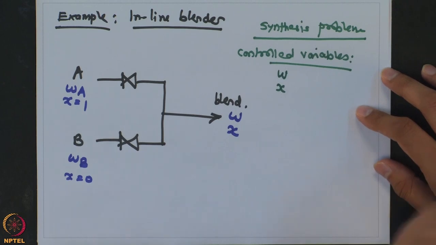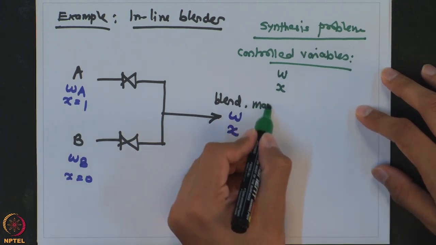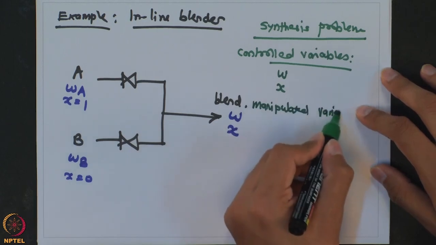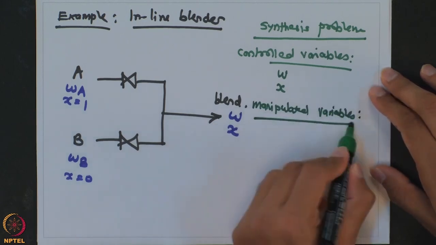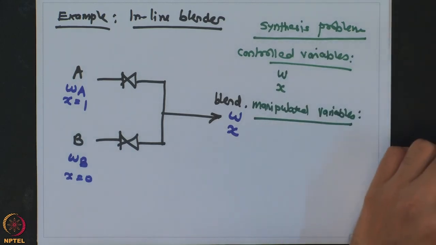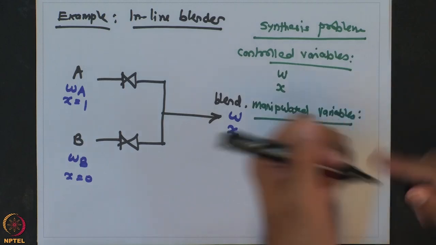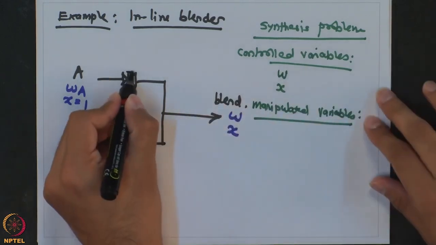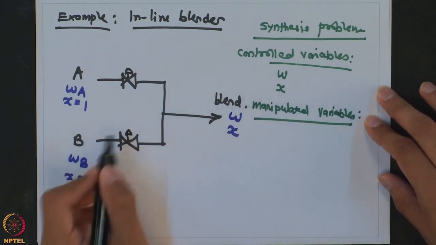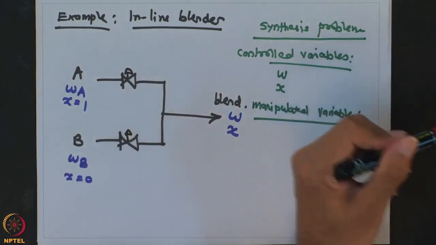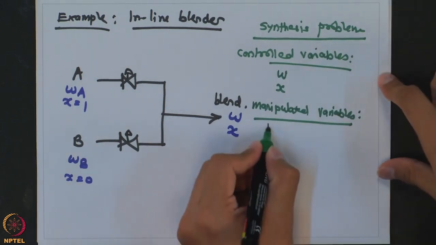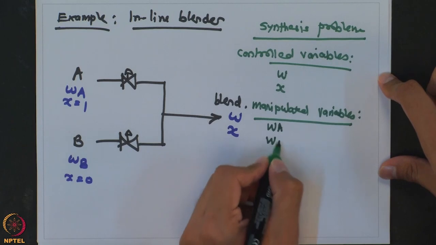Then the next question we have to ask is what are the possible manipulated variables. Here there are two variables which you can change. One is the flow of stream A and the other is the flow of stream B. So there are two manipulated variables, WA and WB.